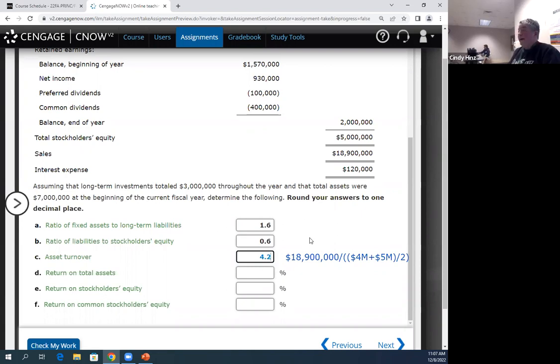Is that good or bad? I don't know. We need to compare it to something. And in this exercise, they don't give us anything to use as a comparison. There is no rule of thumb for asset turnover because it's definitely different for every industry. So more helpful would be if we knew what industry this company was operating in, and we could look up the industry average to determine, are they being efficient and effective with generating sales using the assets that they have invested.